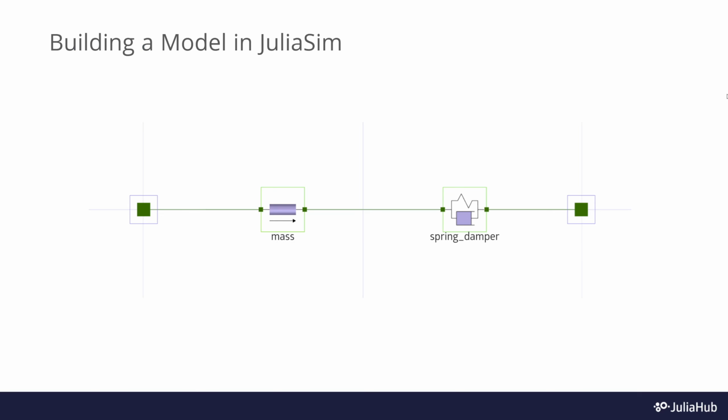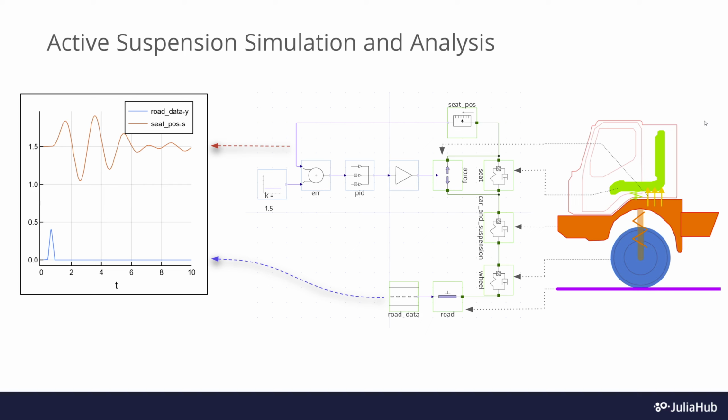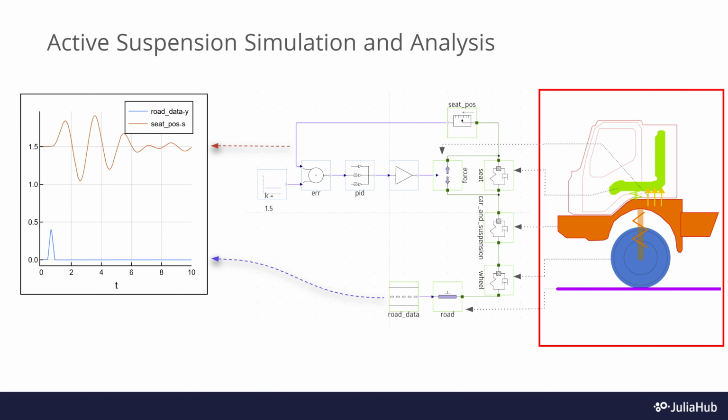So to start off with, we'll have a blank canvas inside of JuliaSim, and I'll show you how we can build up a component from scratch. And in this case, what we'll do is we'll build up a mass spring damper. Once we have a feel for that, we'll take a look at our more complex model, which is the active suspension system. If we look at the right side right here, we have a visual representation of that system.